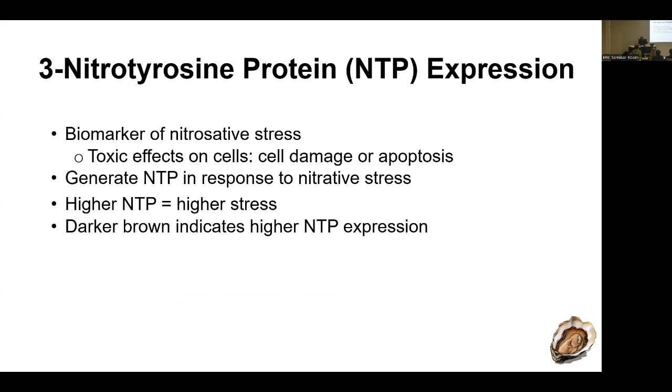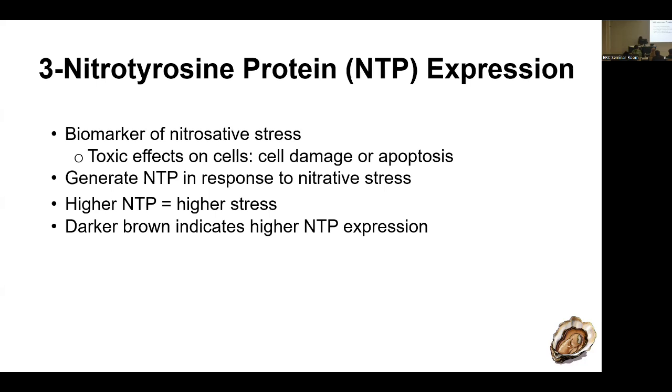The first type that I did was NTP expression. NTP is a biomarker of nitrosative stress, and that's really bad for the cells. A higher NTP means they're under higher stress, so we don't want a high NTP expression, we want a low one. The hypothesis would be that my field oysters would have higher NTP expression because they are under more stress, as opposed to my lab ones who were able to chill for 2 weeks.